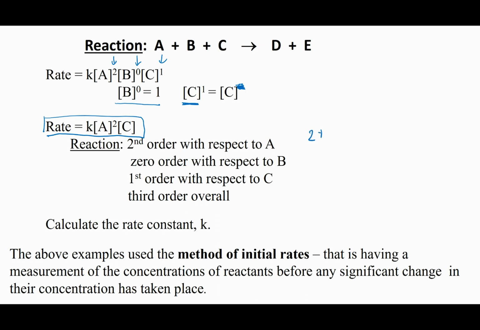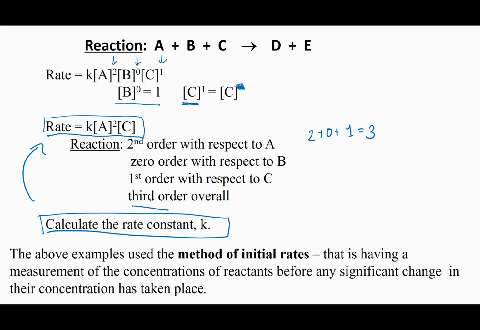So 2 plus 0 plus 1 gives us 3. So we've got a third order overall reaction. And from this, we can go ahead and calculate our rate constant K. You guys can do it yourself, noting that any one of those experiments has to follow that rate law. So we can plug in those values and get that out there.